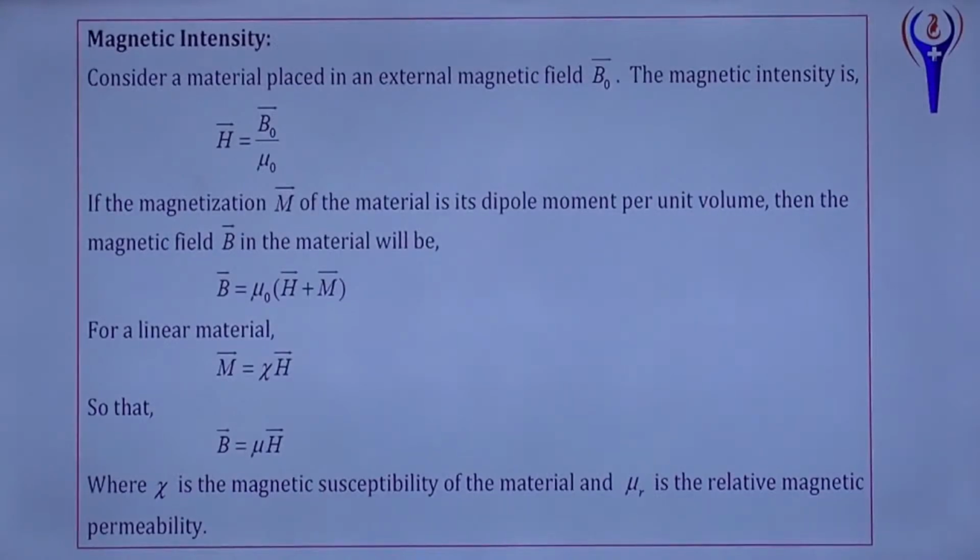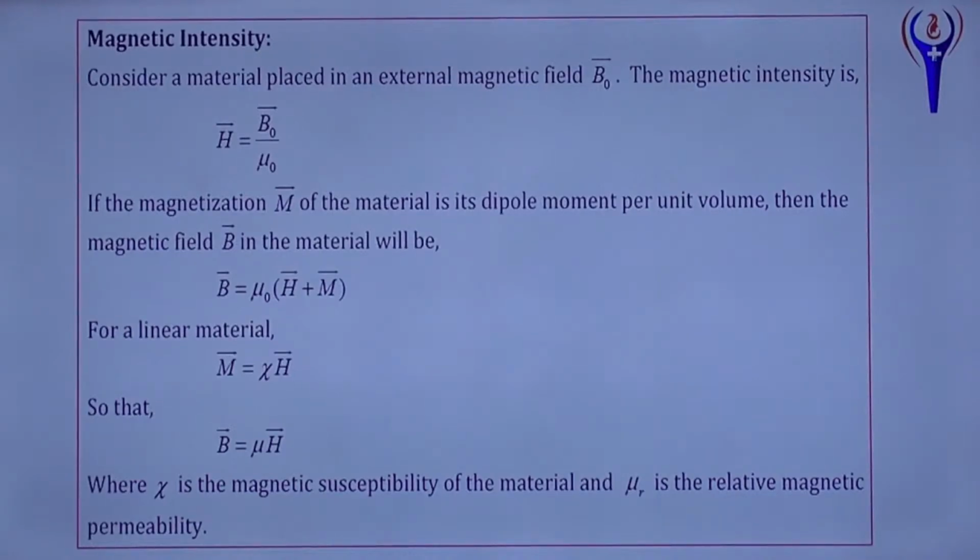Magnetic intensity. Consider a material placed in an external magnetic field B0. The magnetic intensity is H equal to B0 by mu naught. B0 is the external magnetic field, mu naught is the, what is mu naught? Permeability of free space or vacuum. And if the magnetization M of the material is its dipole moment per unit volume, then the magnetic field B is B equal to mu naught into H plus M. H is the magnetic field strength, that only equal to B naught by mu naught. H equal to B naught by mu naught, and B equal to mu naught into H plus M.